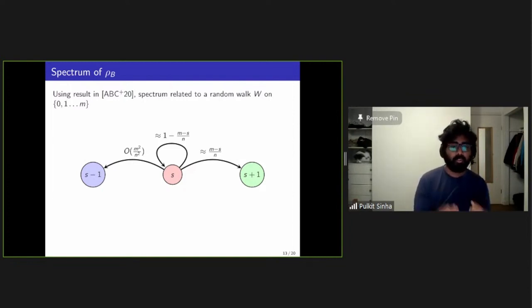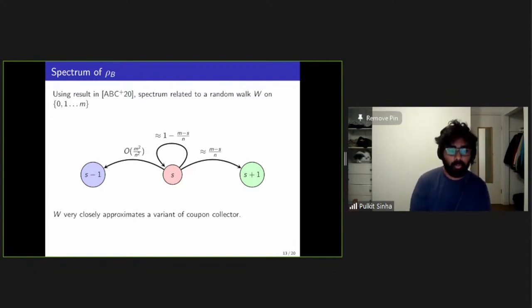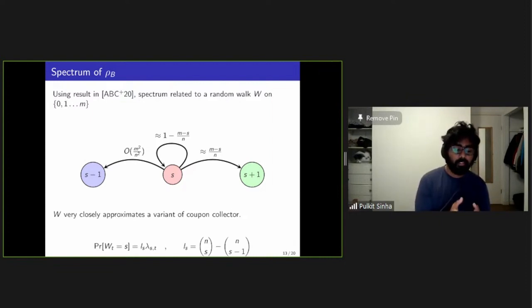Also, if you notice the transition probabilities, you'll realize that the back transition actually has a very small probability compared to the rest. So if you ignore this back transition, it turns out that this W approximates a variant of the classical coupon collector problem. And with this approximation, we can estimate the spectrum of rho B, because the spectrum of rho B is related to W by this exact relation. Basically, the distribution at the t-th stage of this random walk is exactly the probability vector l_s lambda_s^t, where you had eigenvalues lambda_s and multiplicities l_s, where l_s was this exact quantity on the bottom right.